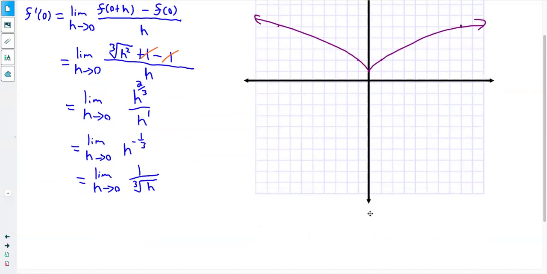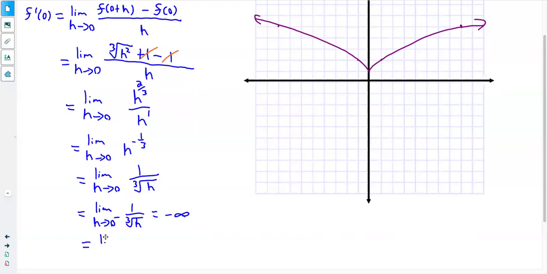So now we'll look at approaching this from both sides. If we look at our limit as h approaches 0 from the negative side of 1 over the cube root of h, we're going to get a very, very small number. But because we're approaching from the negative side and it is a cube root, we're going to have a negative value down here. So 1 divided by something that's negative and very small is going to give us negative infinity.